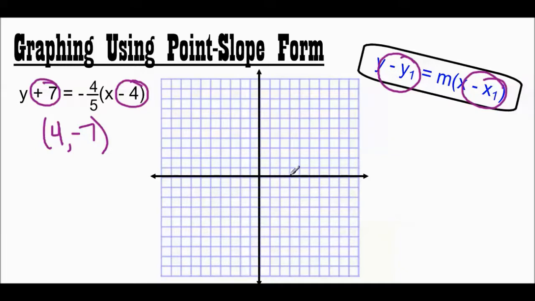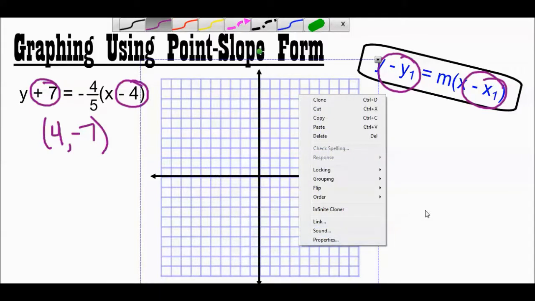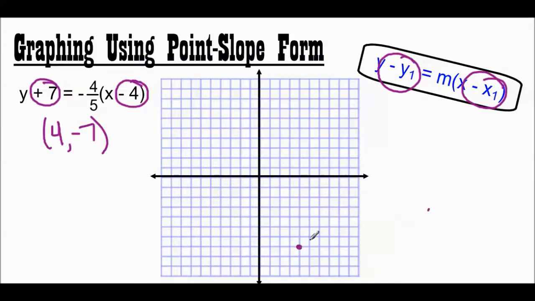So 1, 2, 3, 4, and then down 1, 2, 3, 4, 5, 6, 7. Didn't really mean to draw that line. Let's erase a little bit. That got that coordinate just a little bit large. Now I lost it. 1, 2, 3, 4. 1, 2, 3, 4, 5, 6, 7. Okay, a little growling gets it done.